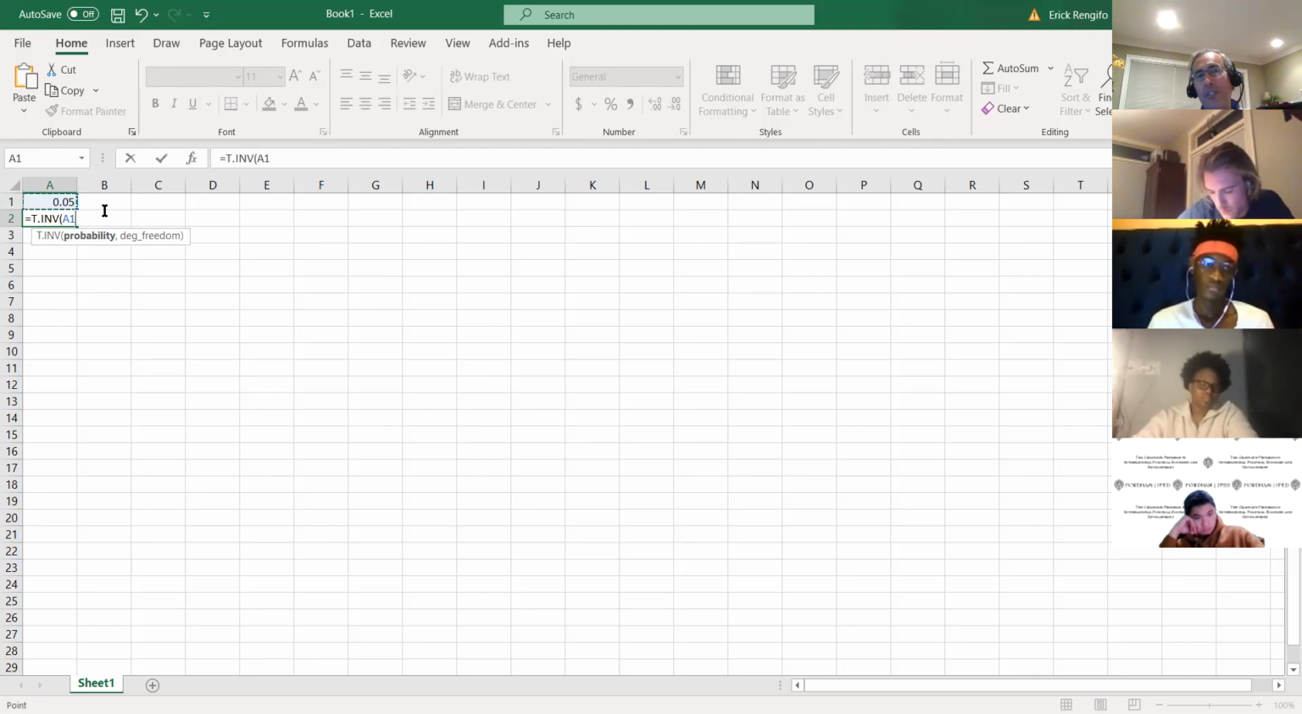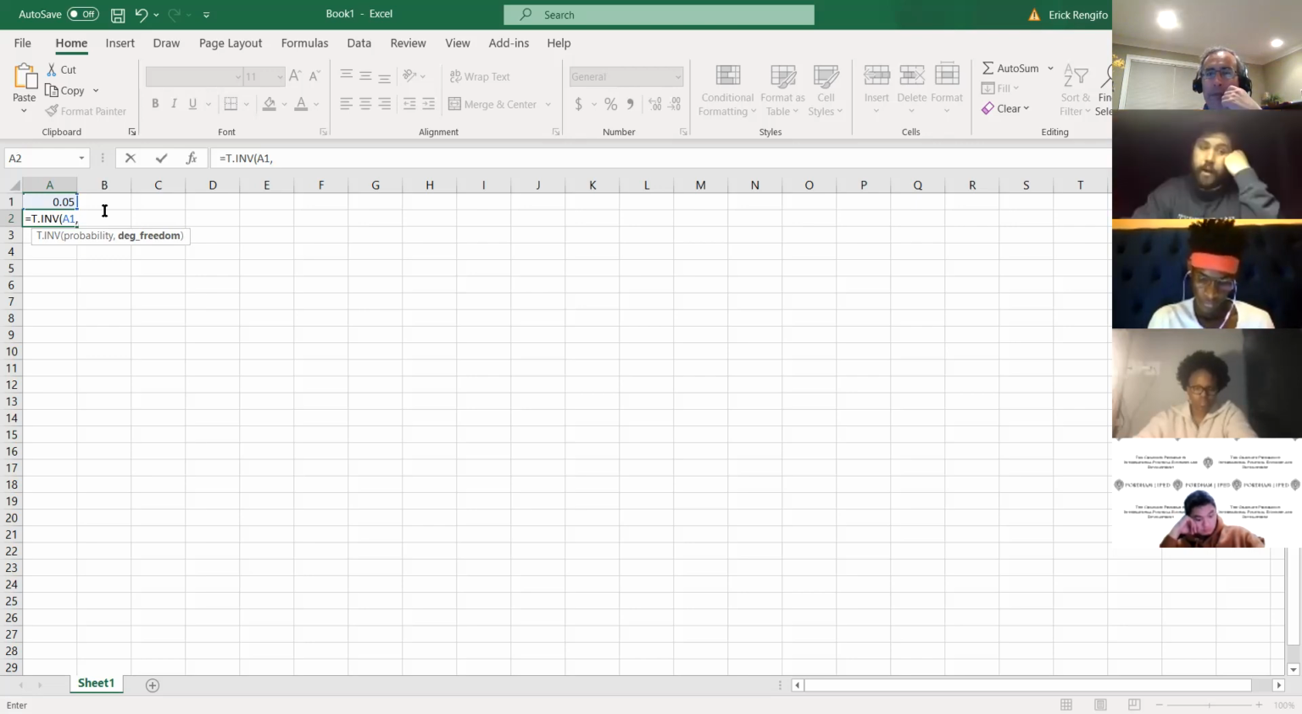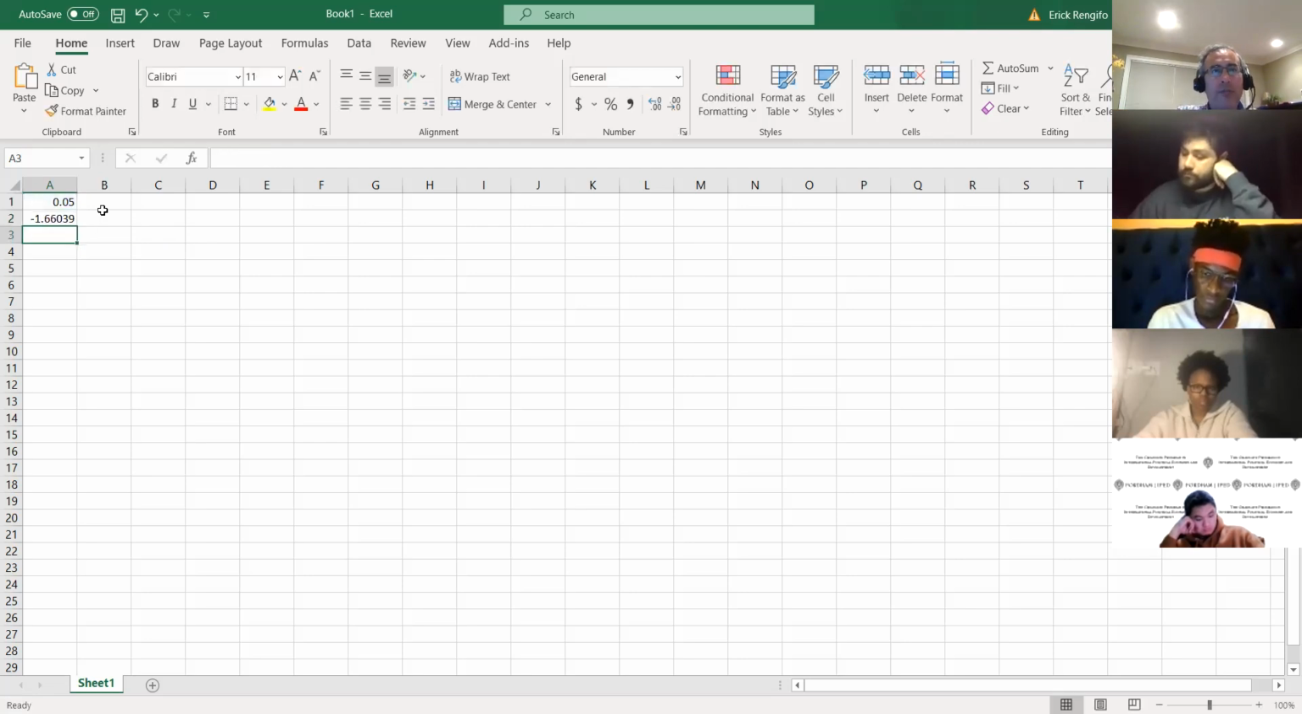The probability is 0.05. And the degrees of freedom, in our case, what are the degrees of freedom, guys? It's always n minus 1 in our cases. So it's going to be equal to what? 99. 99, exactly. And then here we go. Minus 1.66. Okay? So minus 1.66 to the left, 1.66 to the right.